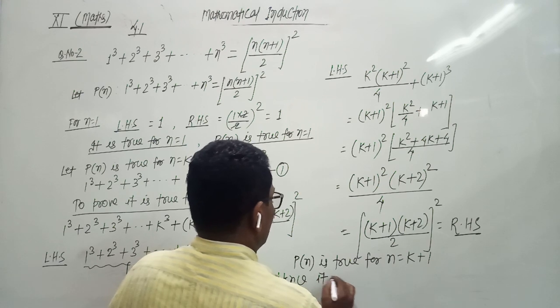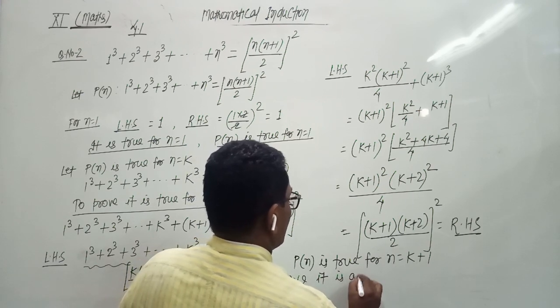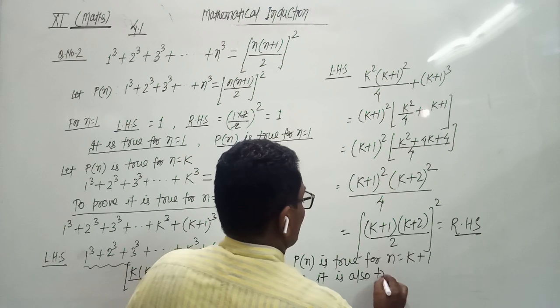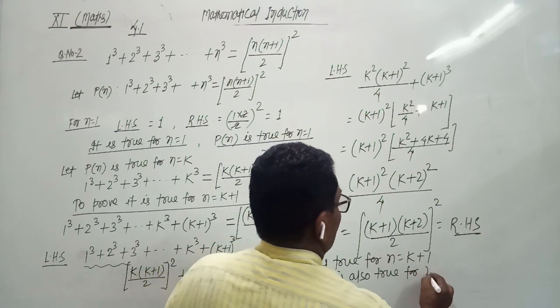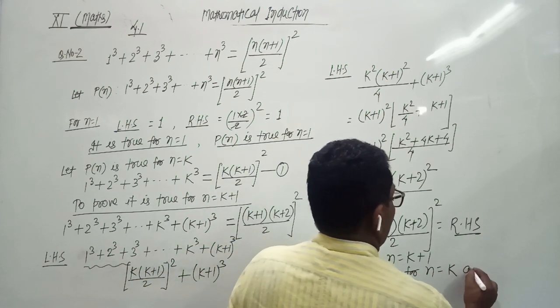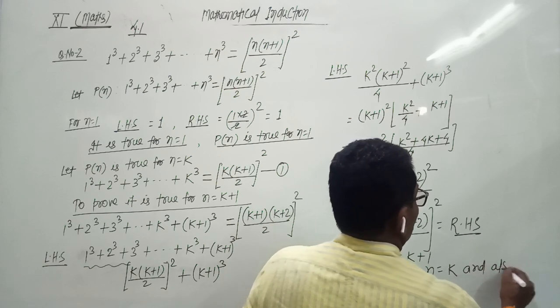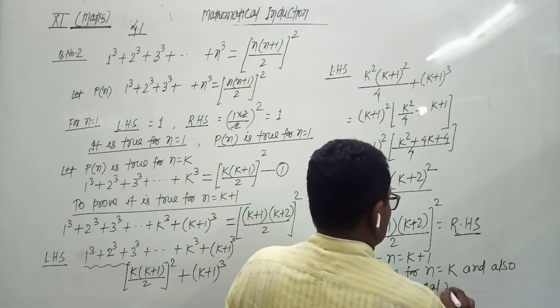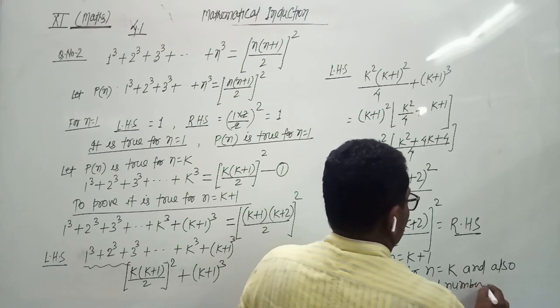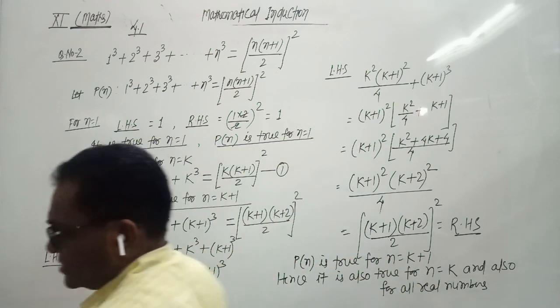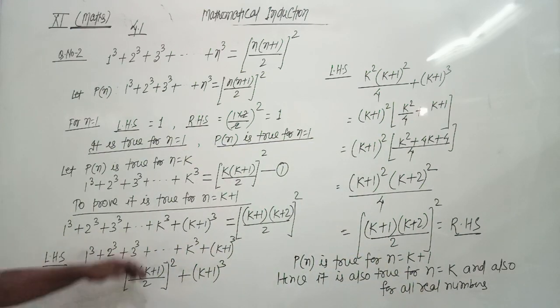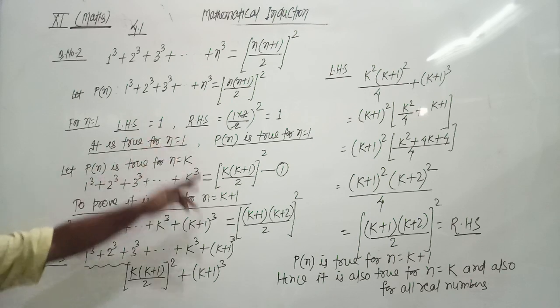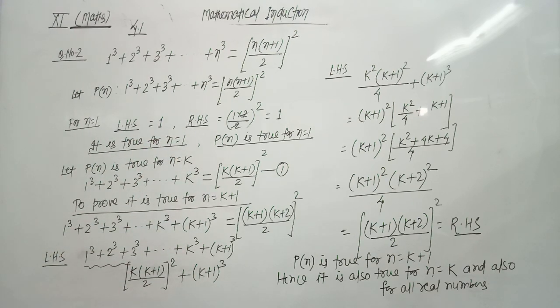Hence it is also true for n equals to k, and also for all real numbers. So in the very first step we proved that the Pn is true for n equals to 1. We put the value of n equals to 1 on both the sides, LHS and RHS.